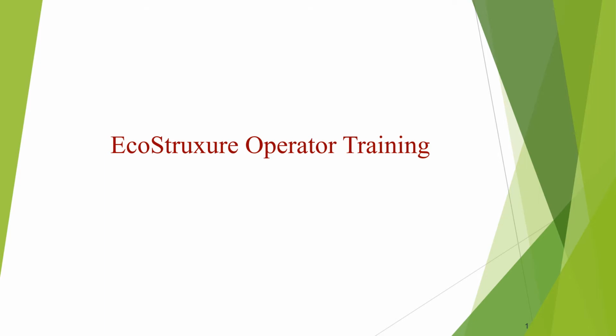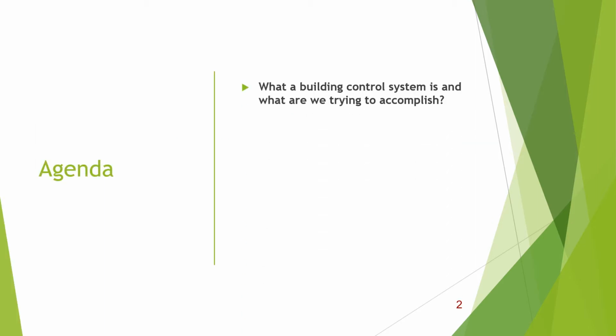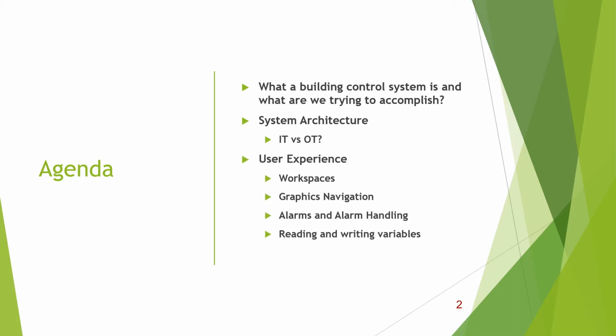Let's take a look at the agenda to see what we're talking about today. Today we'll be talking about what a building control system is and what we're trying to accomplish. The system architecture, information technology versus operational technology, and the user experience, workspaces, graphic navigation, alarms, alarm handling, reading and writing variables.